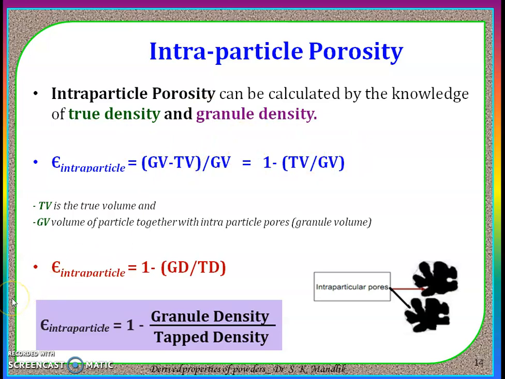As we got to know volume and densities, the same formula we can convert in terms of density. So the formula for intraparticle porosity is 1 minus GD, that is granule density, divided by tapped density. So this is the intraparticle porosity.